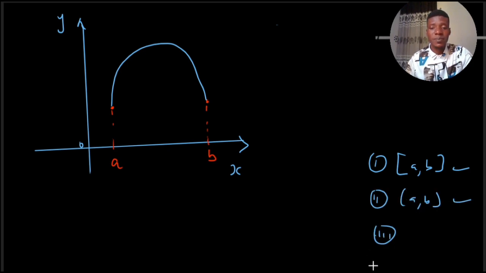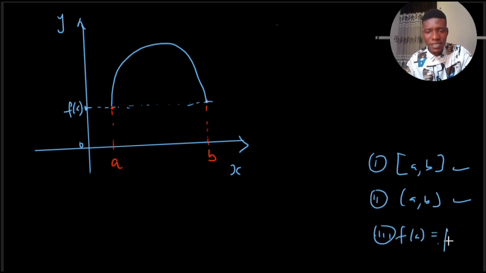Then the third aspect is: is f of a the same thing as f of b? Although this is not a perfect diagram, if you look at this, you see that they are on the same value of y, which means that this is f of a, and the value is the same as f of b. So we can conclude that f of a is the same thing as f of b.